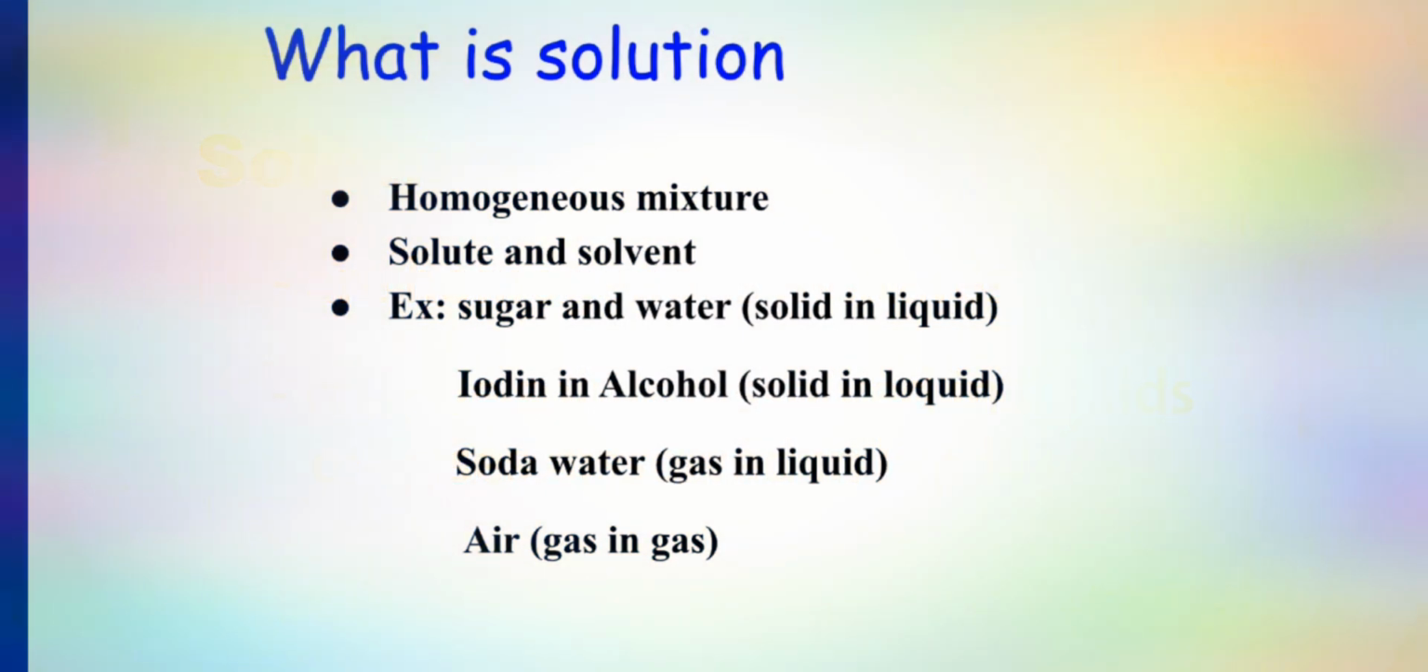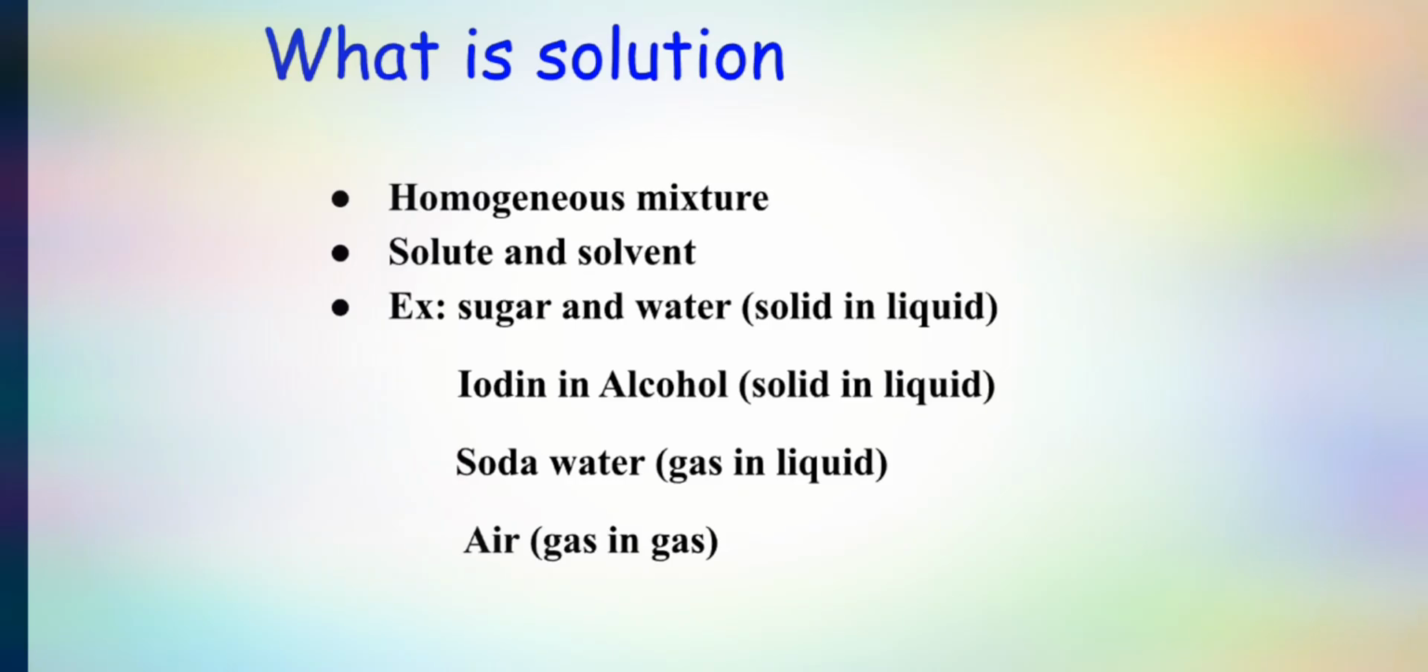Now, let us see what a solution is in detail. A solution is a homogeneous mixture of two or more substances. The component present in larger amount is called the solvent, and the component usually present in lesser quantity is called the solute. Some examples of solutions are sugar and water, iodine in alcohol, soda water, and air. Sugar and water is an example of solid in liquid. That means sugar is solid, water is liquid. Sugar is the solute component, water is the solvent component.